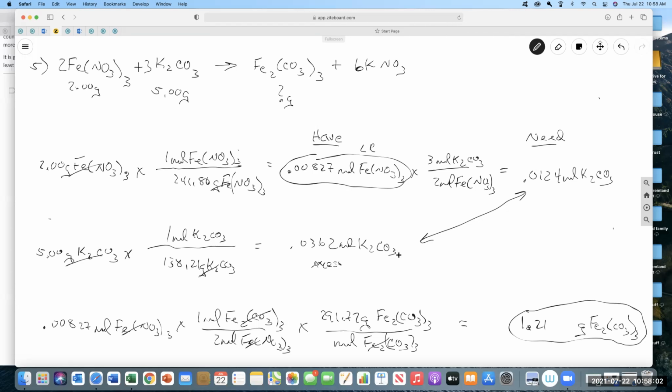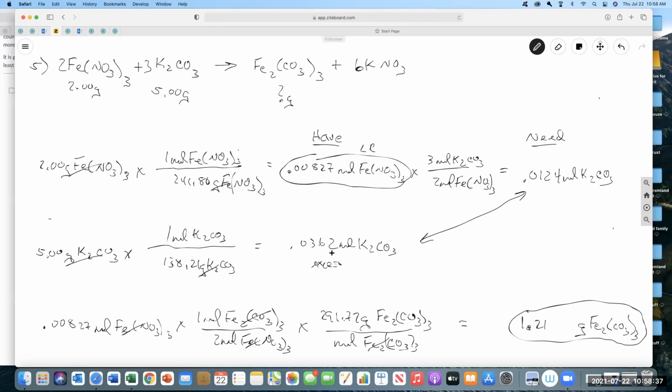So then I arbitrarily pick one. It doesn't matter which one I pick because there's only two reactants. I check one, it either is or it isn't. If it isn't, then the other one is. So I say, if I'm gonna use up all the iron, how much potassium carbonate am I gonna need? Well, from the balanced equation, I need 3 moles of potassium carbonate for every 2 moles of the iron nitrate. That means to use up 0.00827, I'm gonna need this much potassium carbonate. Then I look and see what I have. Well, I have this much potassium carbonate, 0.036.